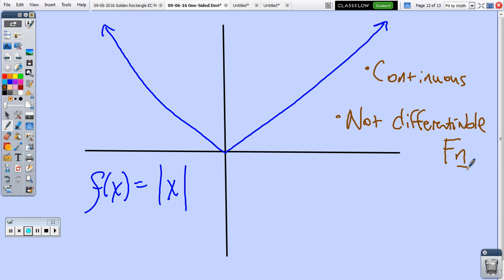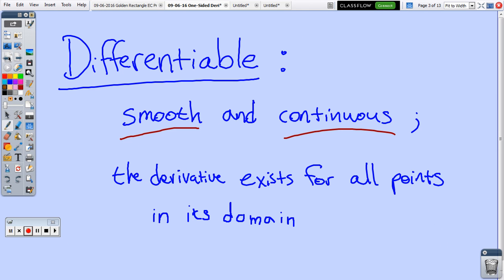Can you go back to the differentiable definition? It's not smooth at x equals 0. If we go back to the definition, something is differentiable if it's smooth and continuous, and the derivative exists for all points in its domain. So why would the derivative exist at 0 for the absolute value? Good question. This was discussed in the last class.